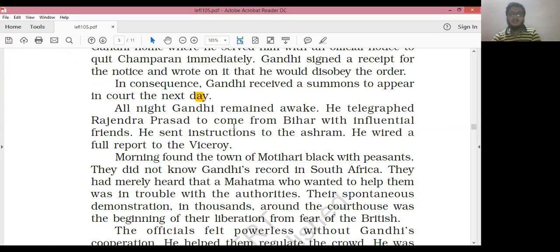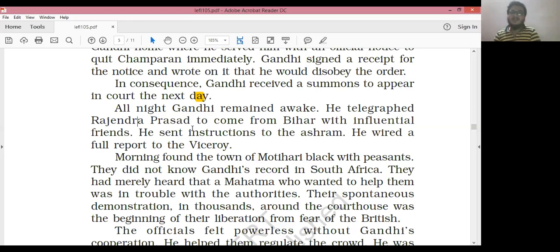All night, Gandhi remained awake. He telegrammed Rajendra Prasad to come from Bihar with influential friends. So he wrote to Rajendra Prasad. You know, already there was an encounter, there was a meeting arranged with Rajendra Prasad. So now there is some connection developed. Rajendra Prasad was not aware that Gandhi paid a visit to his house. But right now, being Gandhi, he's writing a letter to Rajendra Prasad.